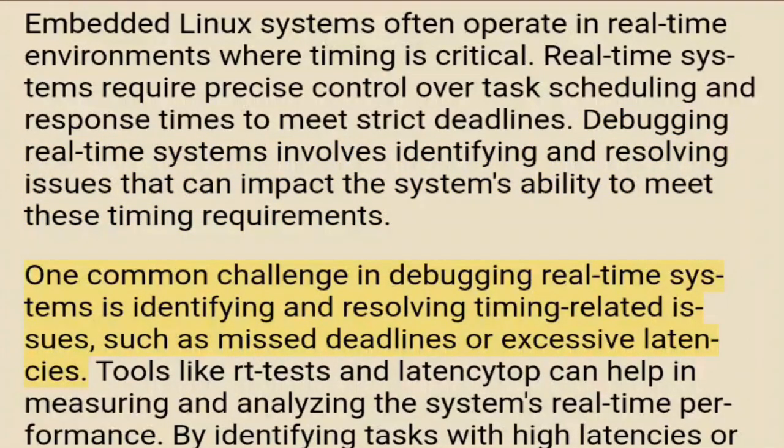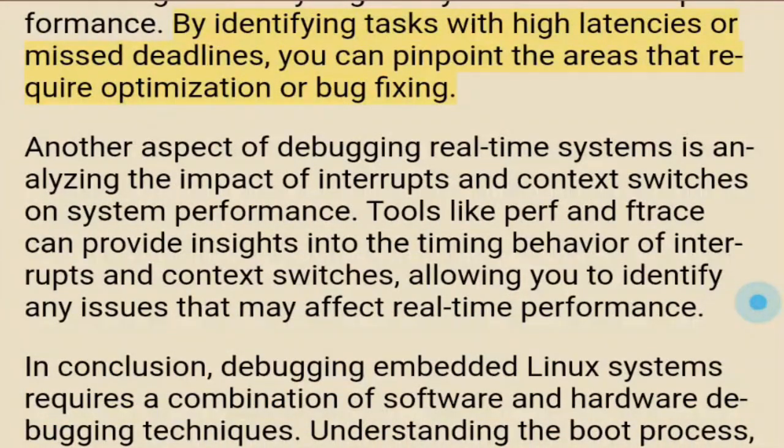One common challenge in debugging real-time systems is identifying and resolving timing-related issues, such as missed deadlines or excessive latencies. Tools like rt-tests and LatencyTOP can help in measuring and analyzing the system's real-time performance. By identifying tasks with high latencies or missed deadlines, you can pinpoint the areas that require optimization or bug fixing.